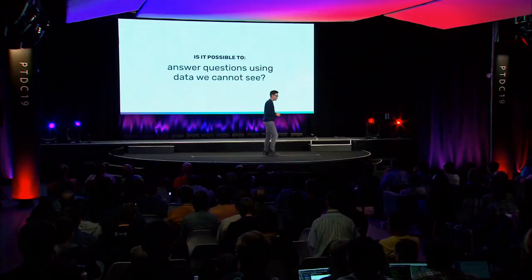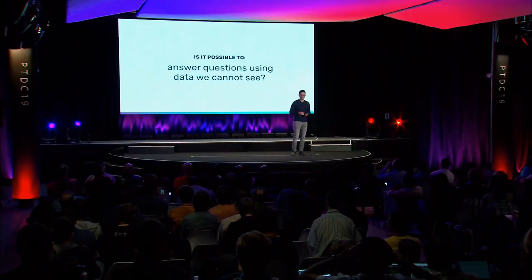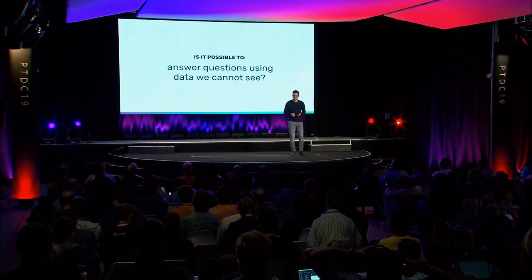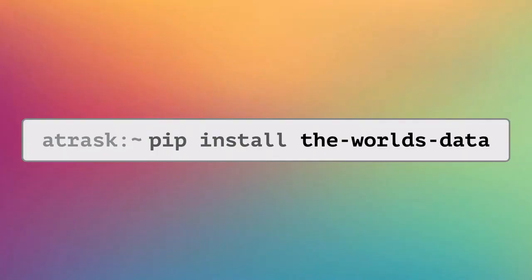And that brings me back to the question I asked at the beginning. Is it possible to answer questions using data that we cannot see? Because if the answer to this question is yes, then it means it might be possible for us to build infrastructure to make access to private data simpler. Perhaps even so simple that we can simply pip install access to the world's scientific data the same way that we install access to our deep learning frameworks.